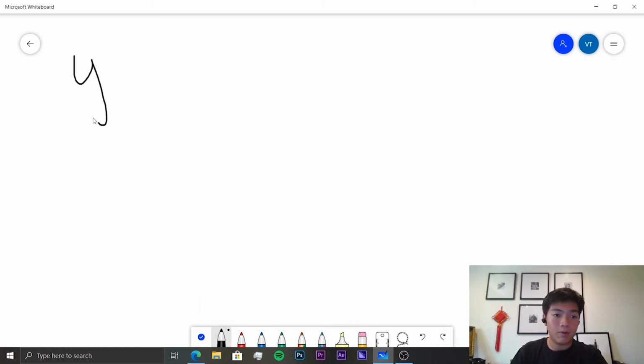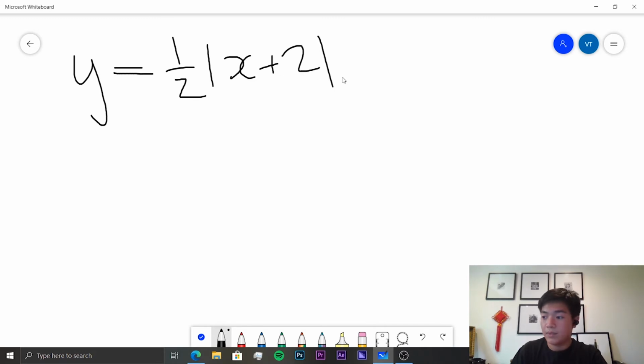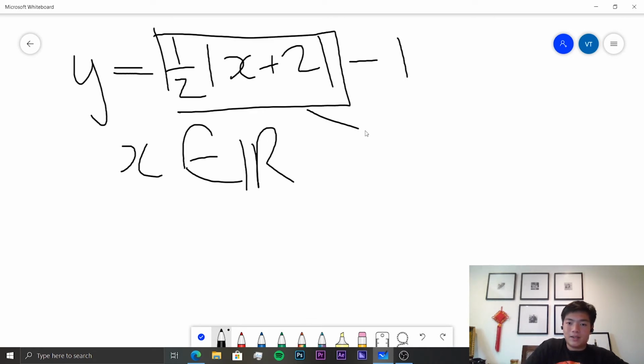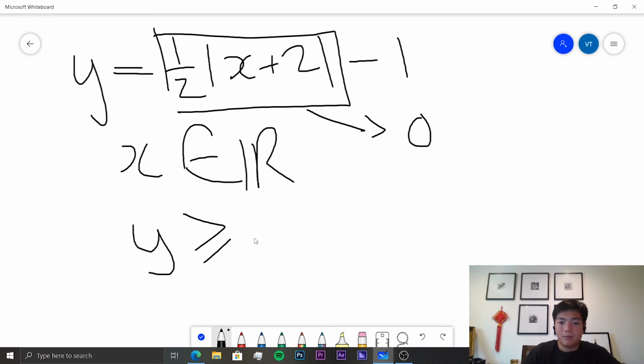So we have y is equal to 1/2 times |x plus 2| minus 1. Again, x is part of all real numbers, but what is y? The least value that the absolute value part can have is 0, because when x equals negative 2, the absolute value of negative 2 plus 2 is 0. So 1/2 times 0 is still 0. So the least value y can have is negative 1. So y will always be greater than or equal to negative 1.